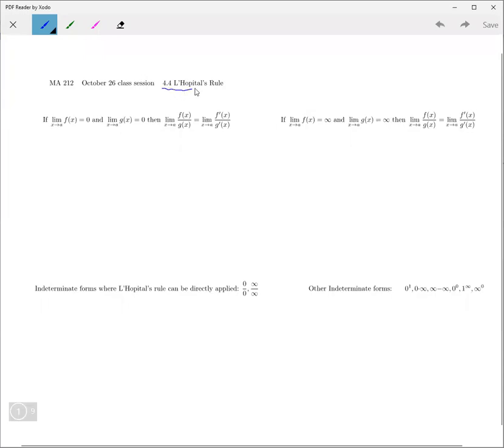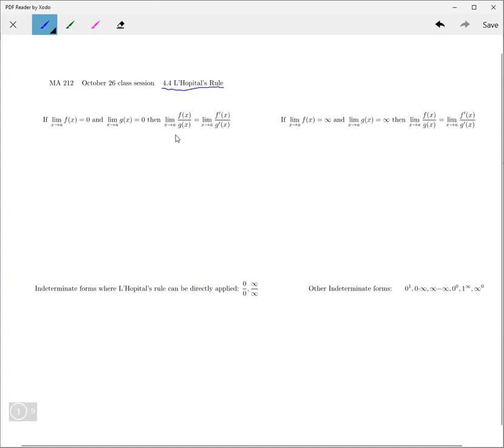So today we're covering L'Hopital's rule. Here's what it is. There's two forms of it. If the limit as x goes to a of f of x is 0, and also the limit as x goes to a of g of x is also 0, then the limit of the quotient is equal to the limit of the quotient of their derivatives, okay?